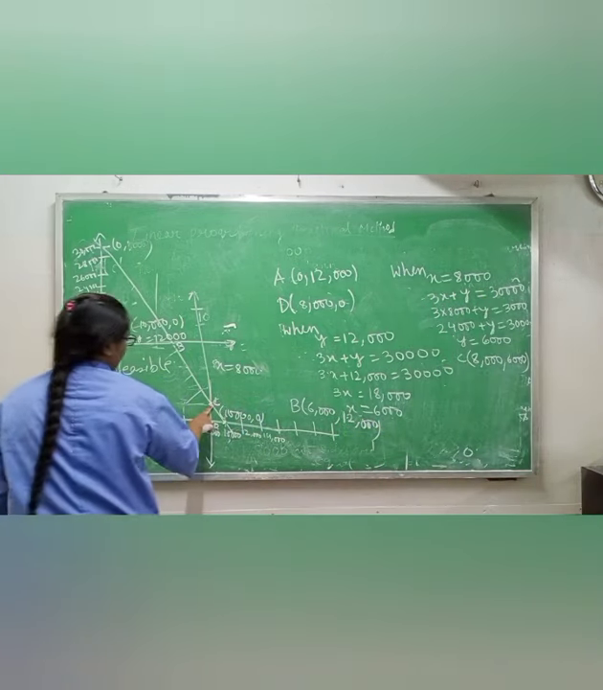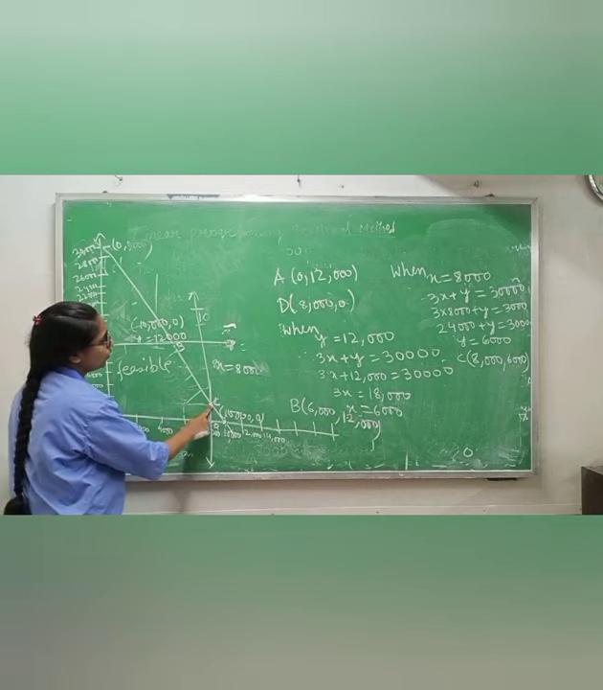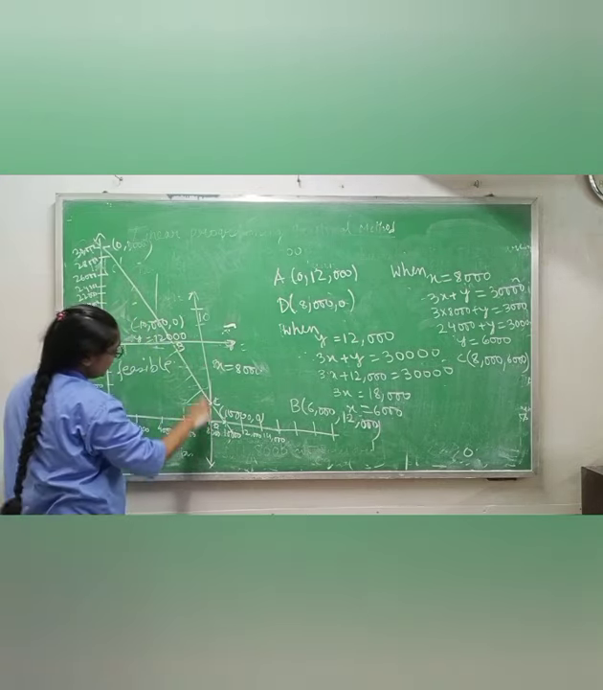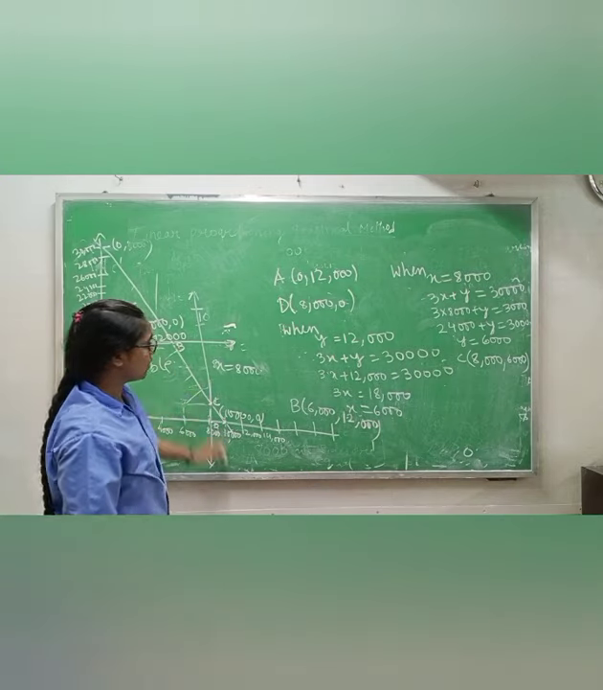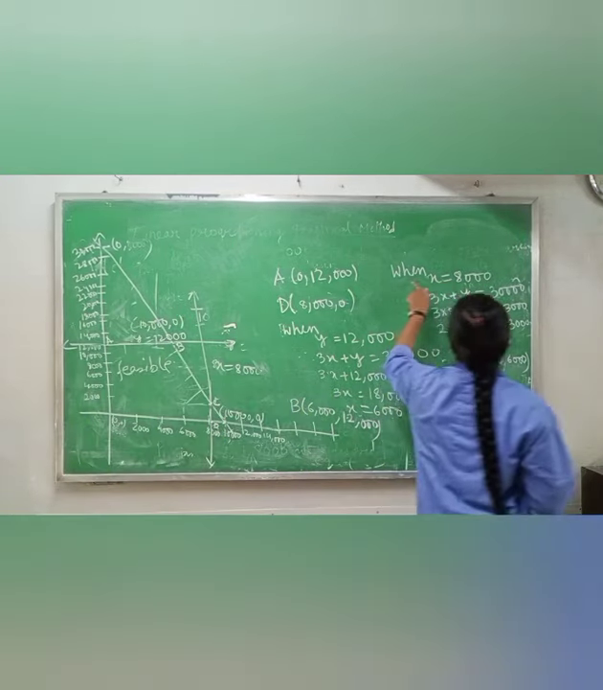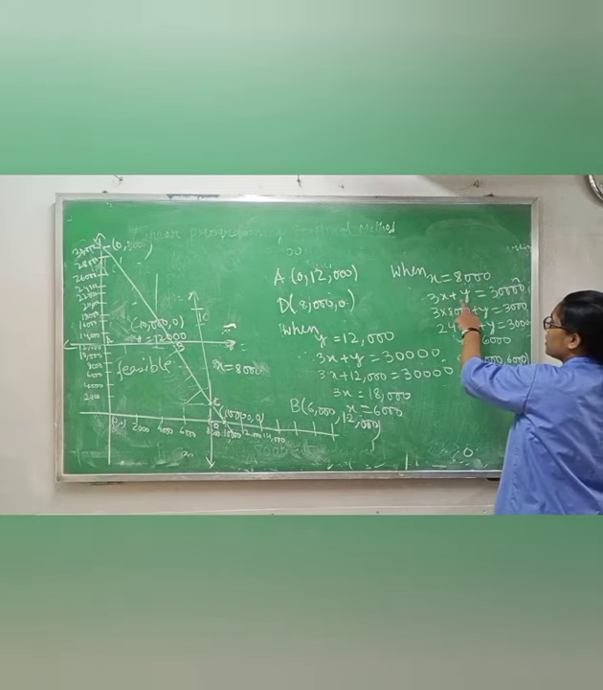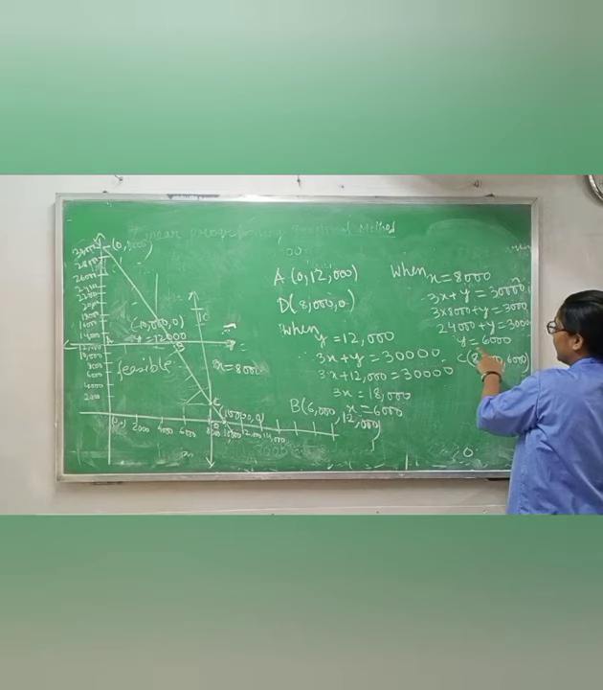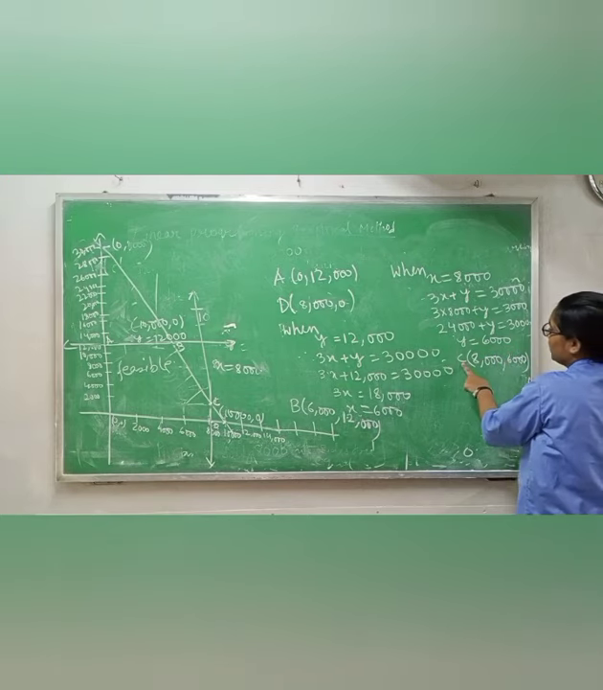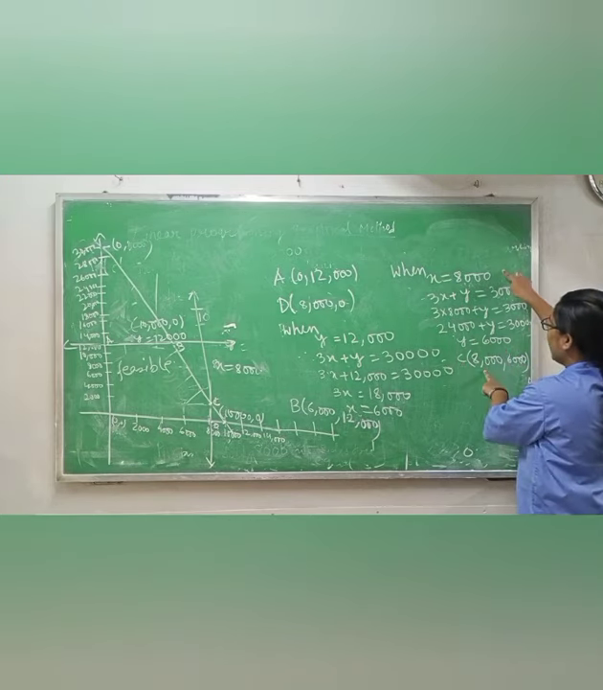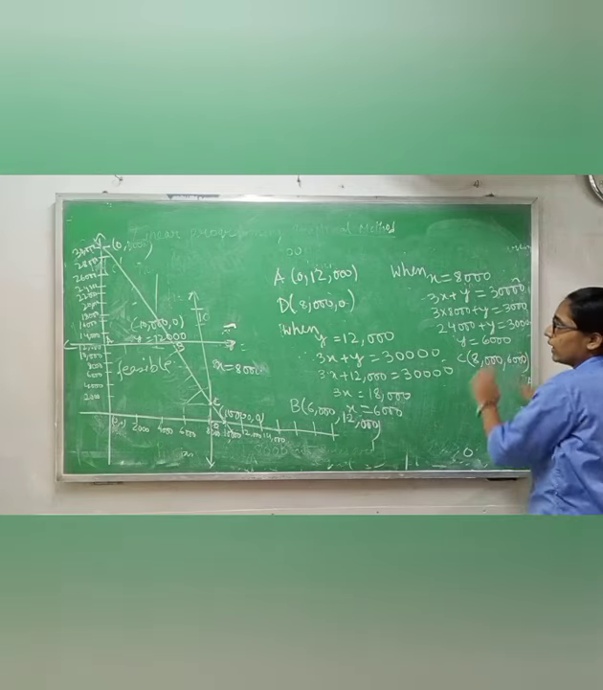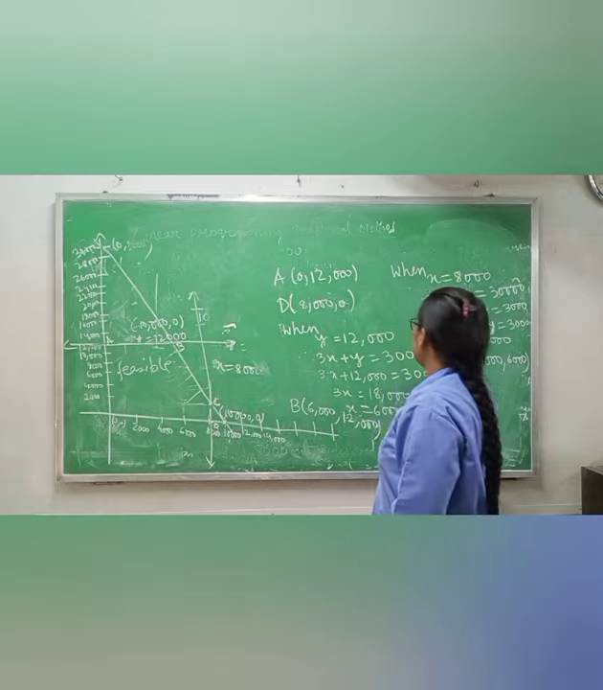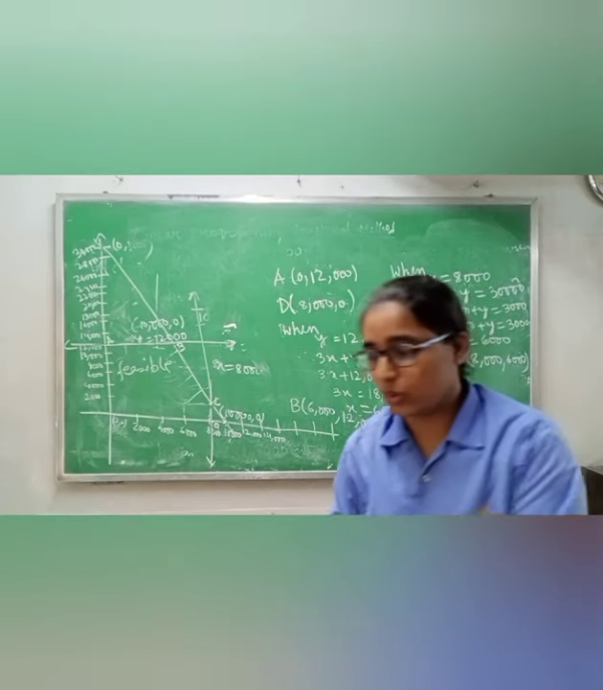Same when I have to find point C, it is made up of two lines. This is a straight line in which x is 8,000, and this line equation is 3x plus y. So when x equals 8,000, 3x plus y equals 30,000. In place of x now I will put 8,000 and I will get y value 6,000. It means that when x is 8,000, y is 6,000. So I got four values A, B, C and D. First write up to here.